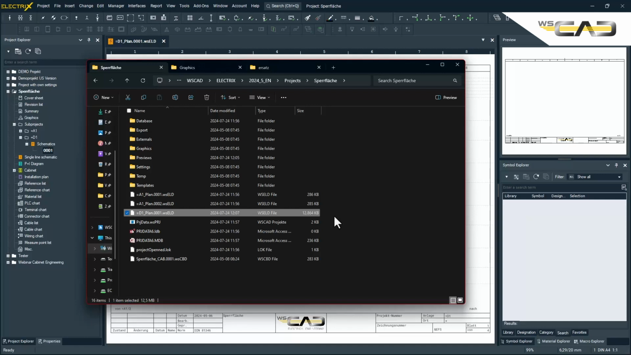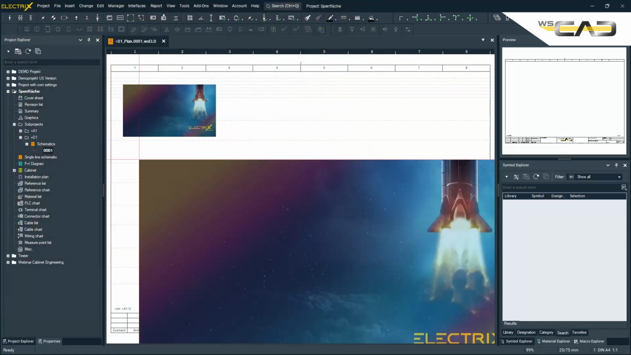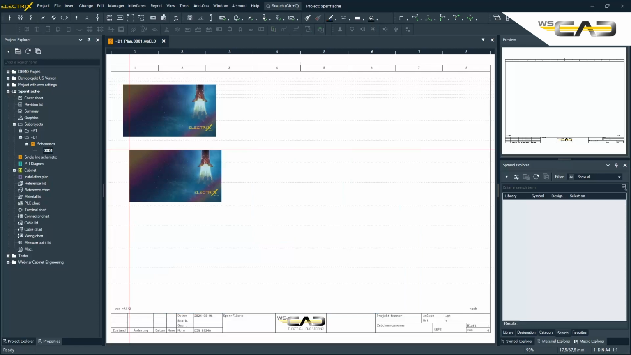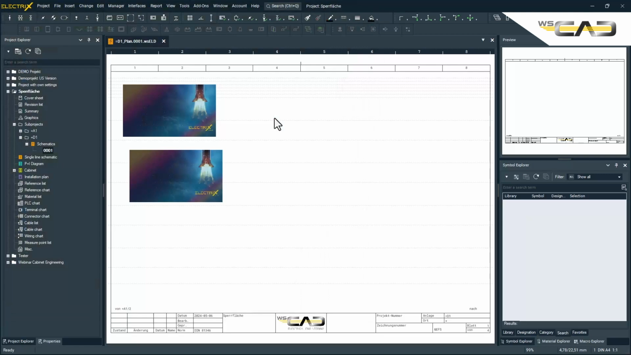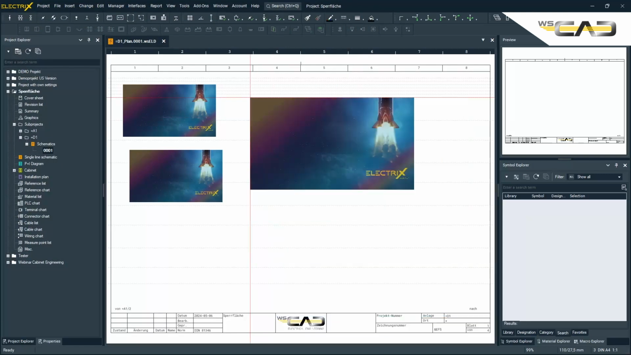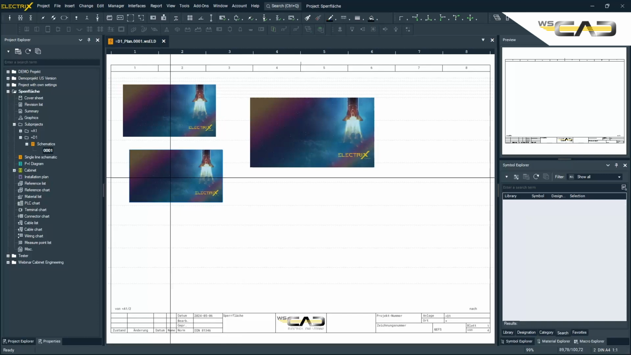So how do I proceed if I want images to permanently support my plans with additional information? The best way to do this is to use Insert Image as Link. If I now place the image as a link on the page, the memory requirement of the page does not increase.